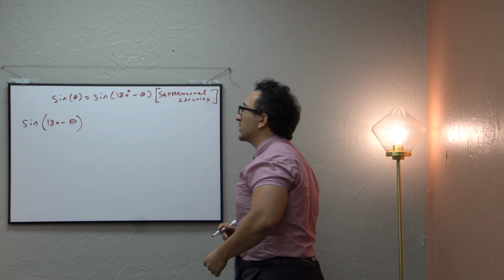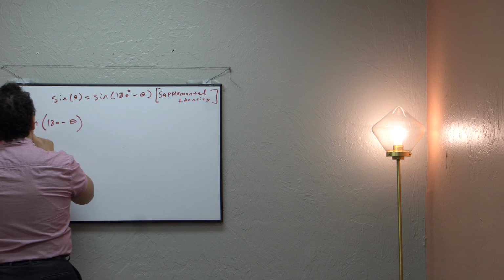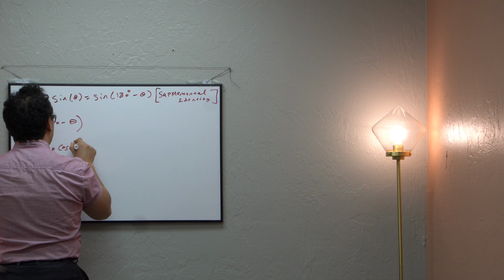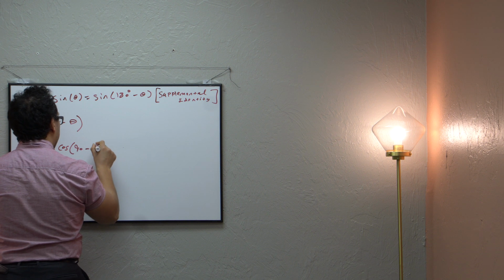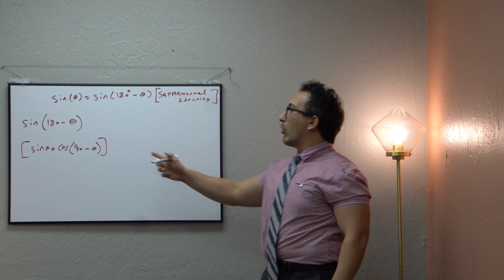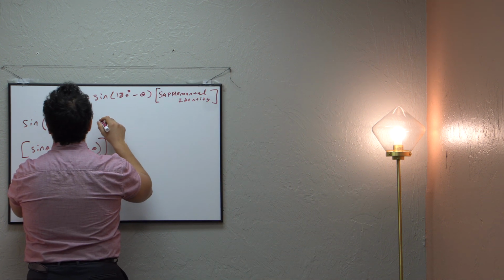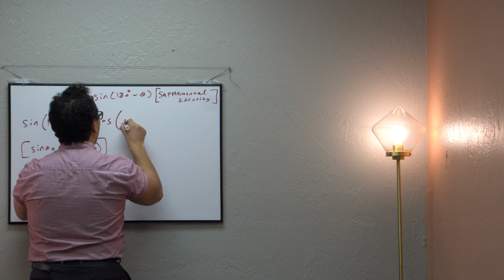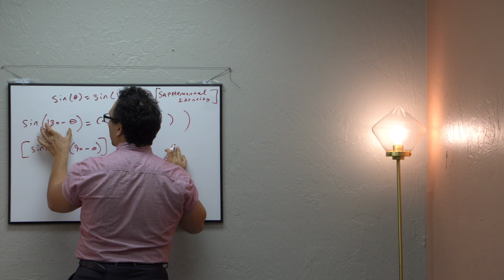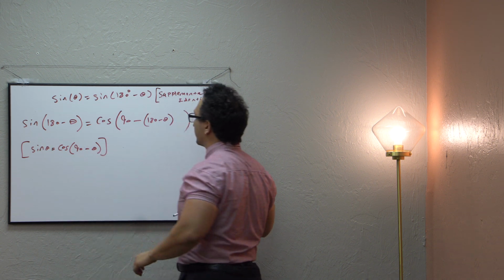We'll note that we can use the co-function identity. Remember that sine of theta is the same thing as the cosine of 90 degrees minus theta, all right? This is the co-function identity. So we can use the co-function identity applied to this situation. Namely, this becomes the cosine of 90 degrees minus what's inside these parentheses, 180 minus theta, all right?